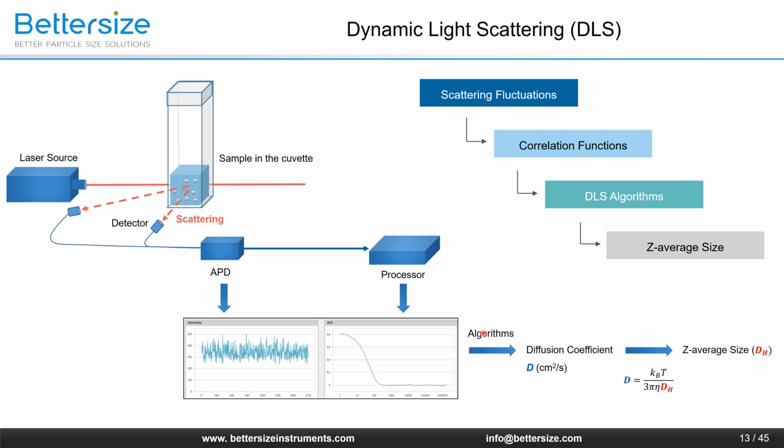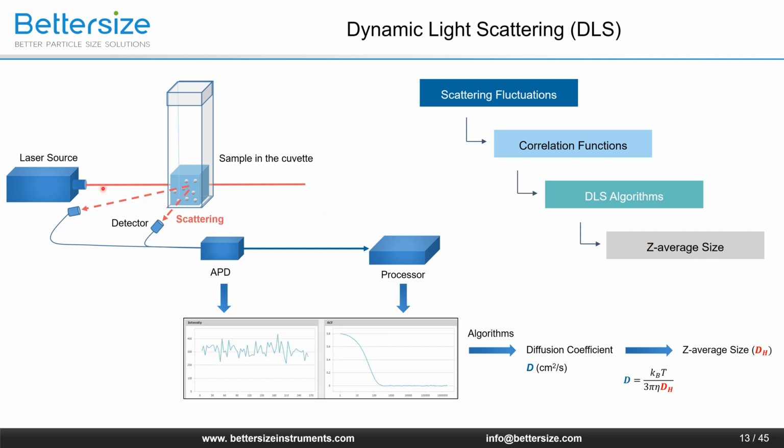I'm going to explain the technologies employed by the BeNano 180 Zeta Pro in this section. The first one is dynamic light scattering, DLS, that measures the size of nanoparticles. How does DLS work? Briefly speaking, the scattering fluctuations of particles are detected and then converted into correlation functions. Then, by using DLS algorithms, the average size based on intensity, also known as the Z average size, is calculated.